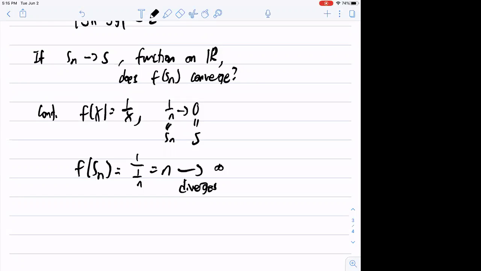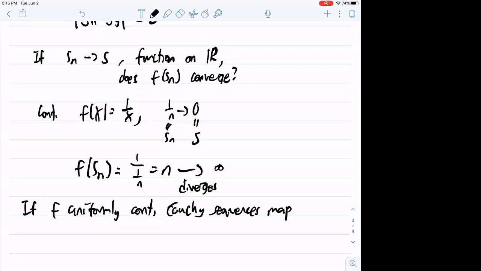but you see it doesn't converge anymore, right? So it turns out that if f is uniformly continuous, Cauchy sequences map to Cauchy sequences.